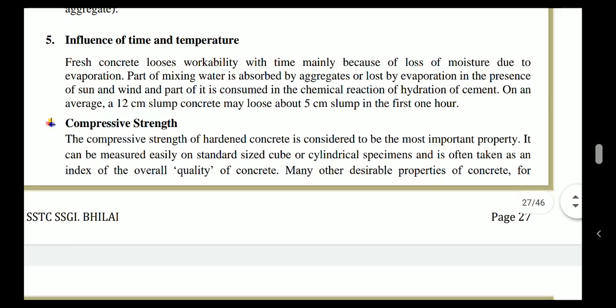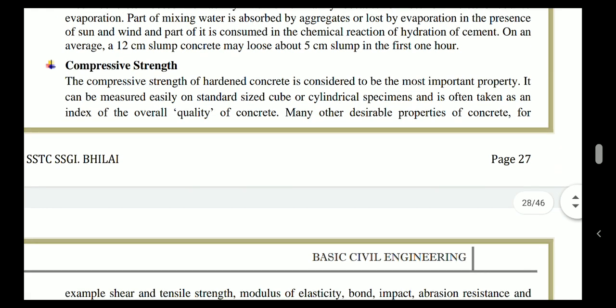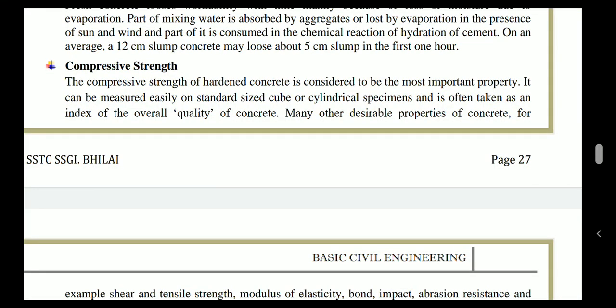On an average, a 12 centimeter slump concrete may lose about 5 centimeter slump in the first 1 hour, that is a major problem. Then compressive strength, a major property of concrete. Whenever you use a concrete mix for a structure, first of all we have to find out its compressive strength. The compressive strength of hardened concrete is considered to be the most important.